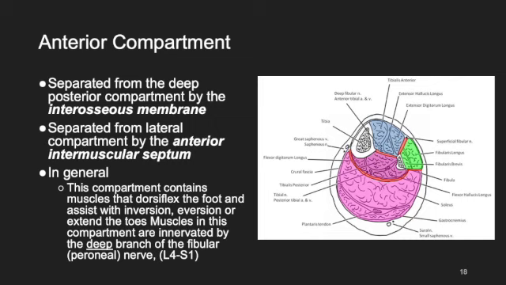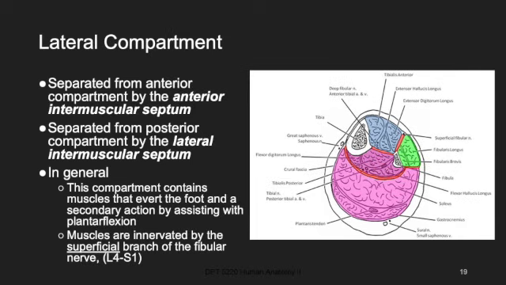Anterior compartment, like I said, common themes are going to emerge here. Here's the common theme for the anterior compartment. The muscles that dorsiflex my foot and assist with inversion and eversion or extension of the toes are in that compartment. Here's the other commonality. They're all innervated by the same nerve, which is the deep branch of the fibular or peroneal nerve. Quick note on the difference between fibula and peroneal. Fibula is Latin, peroneal is Greek. You're going to hear me use those terms interchangeably, but understand they're synonymous.